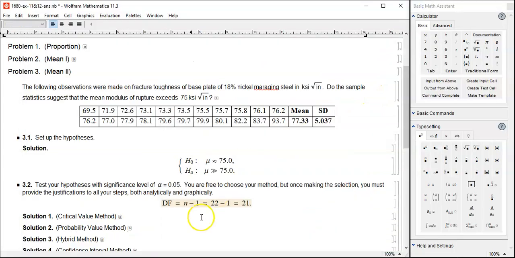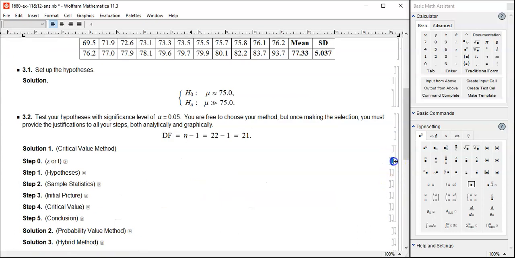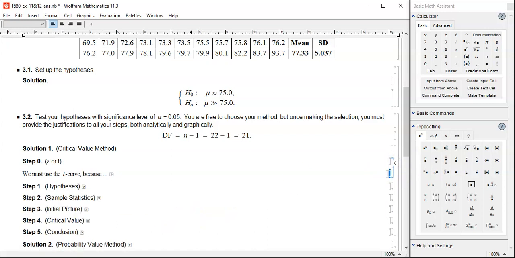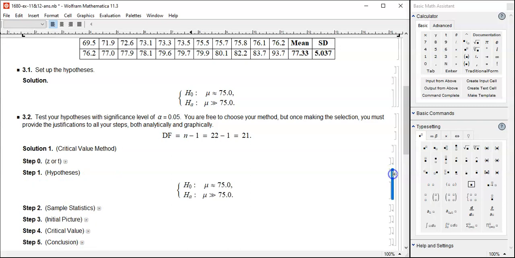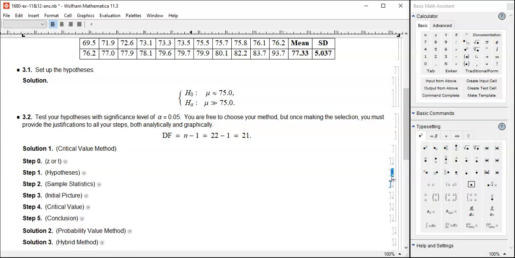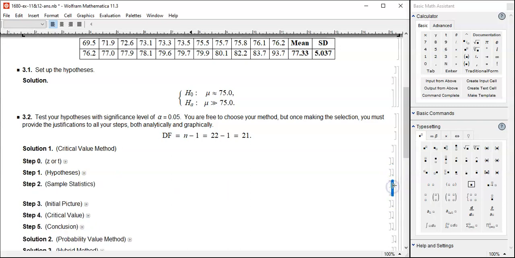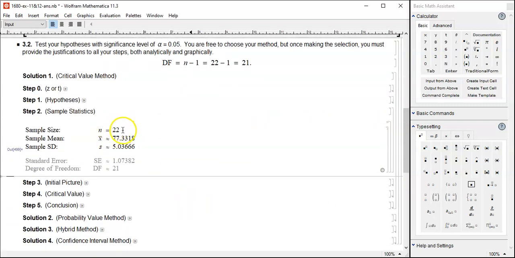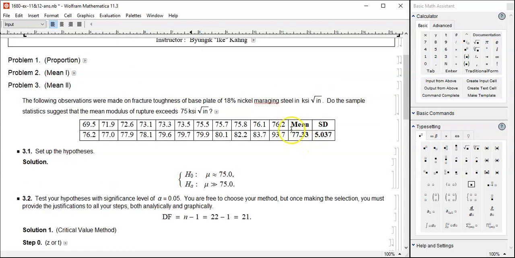Okay, all right. This is a t-curve, smaller sample size. Hypothesis, we discussed it. And sample statistic, here we go. Sample size 22 and sample mean 77.33 something, here.